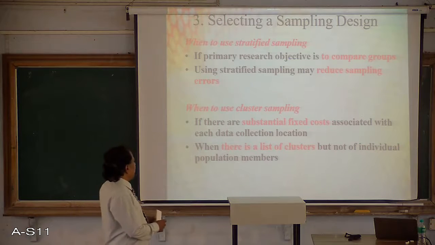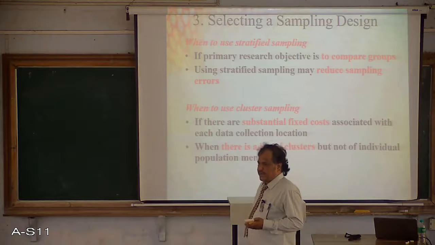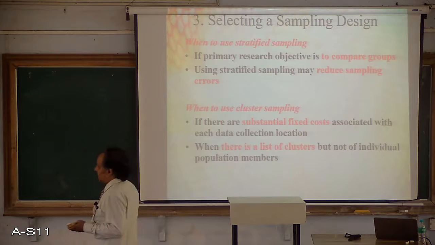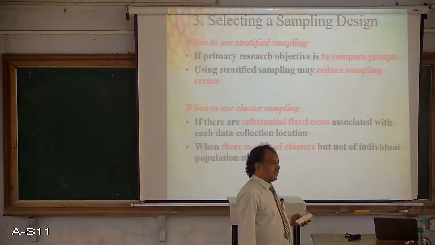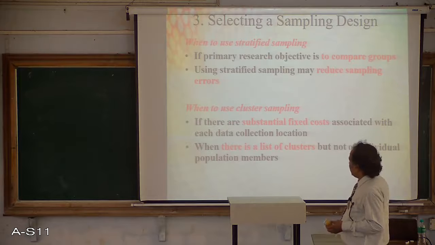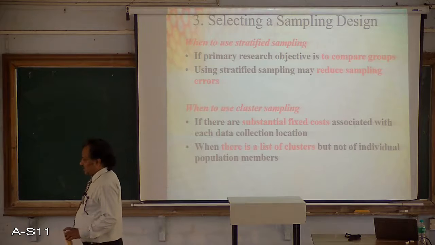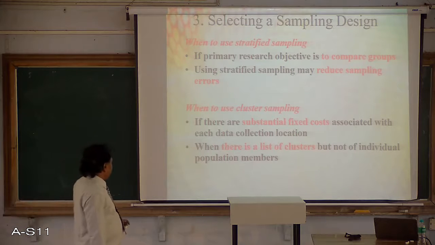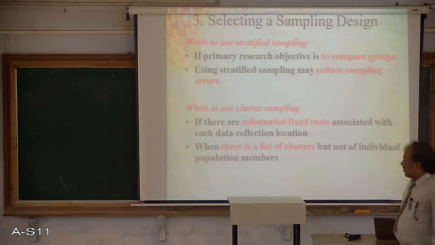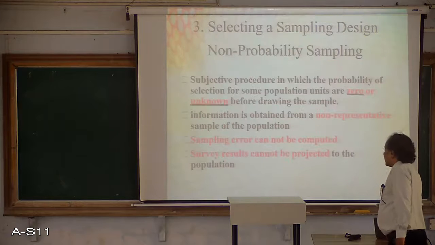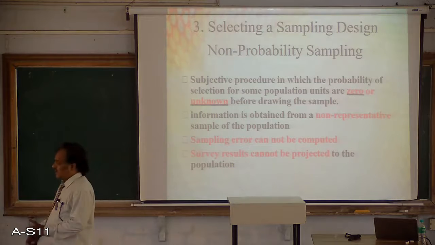Using stratified sampling may reduce sampling errors. Just now we saw the use of stratified sampling leads to very minimal sampling error, because all the samples selected in stratified sampling are based on some variable, some characteristics. So when to use cluster sampling? If there are substantial fixed costs associated with each data collection location, and when there is a list of clusters but not of individual population members, under such circumstances we will go for cluster sampling. So this is how we covered the important 4 sampling methods under probability sampling.